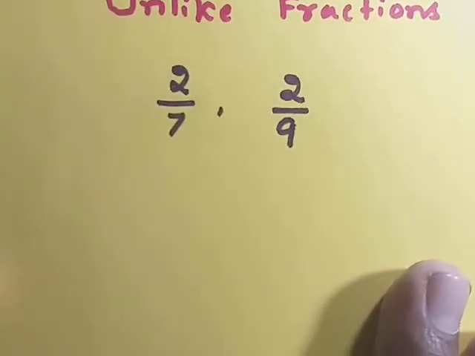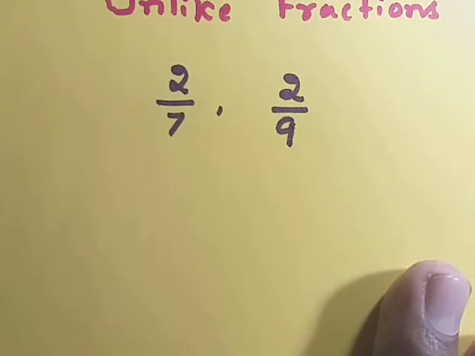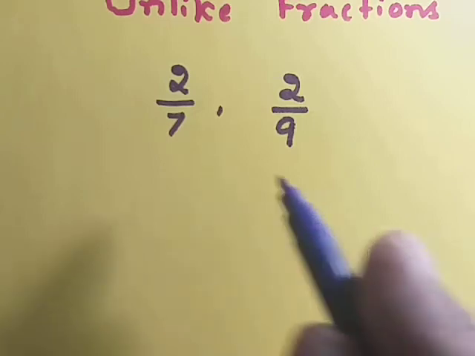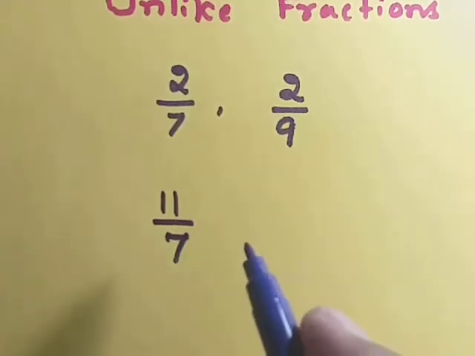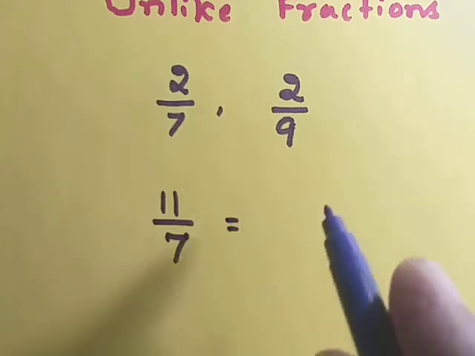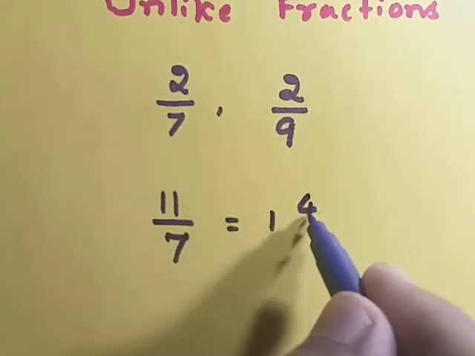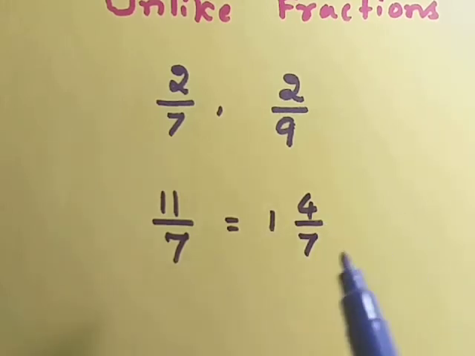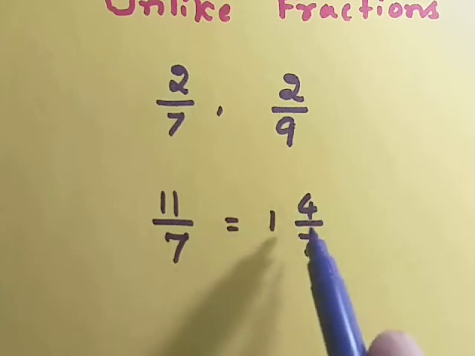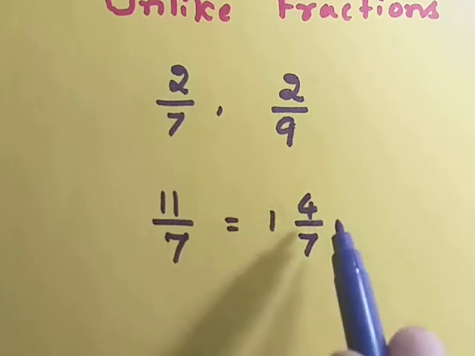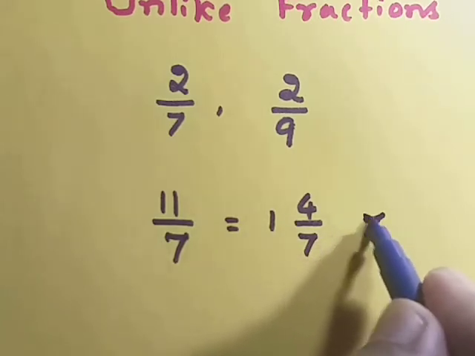Fractions must be part of a whole. It cannot be a decimal expression with a whole as its first part. For example, 11 by 7 is equal to 1 integer 4 by 7, which is nothing but 1 plus 4 by 7. 4 by 7 is a decimal part, 1 is a whole part. This cannot be called a fraction.